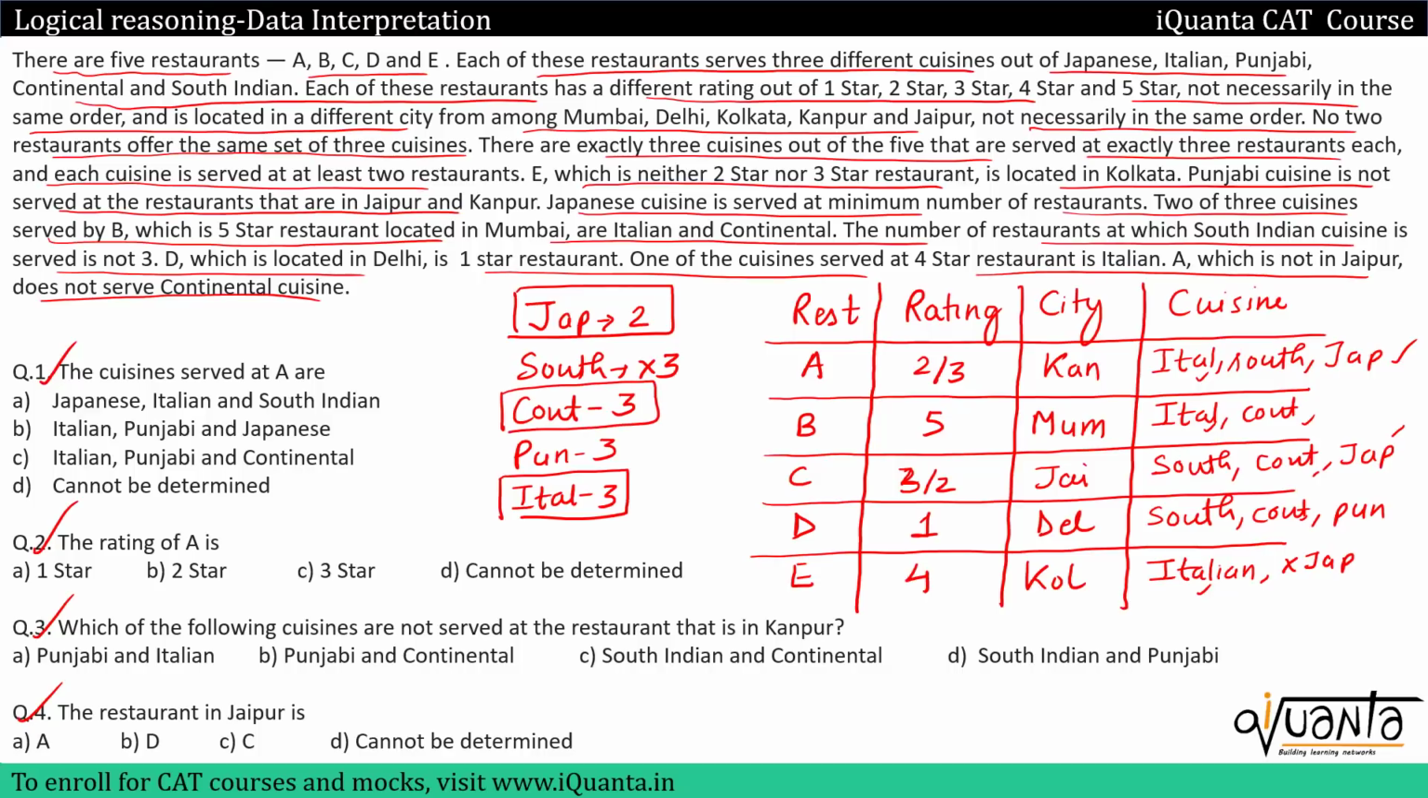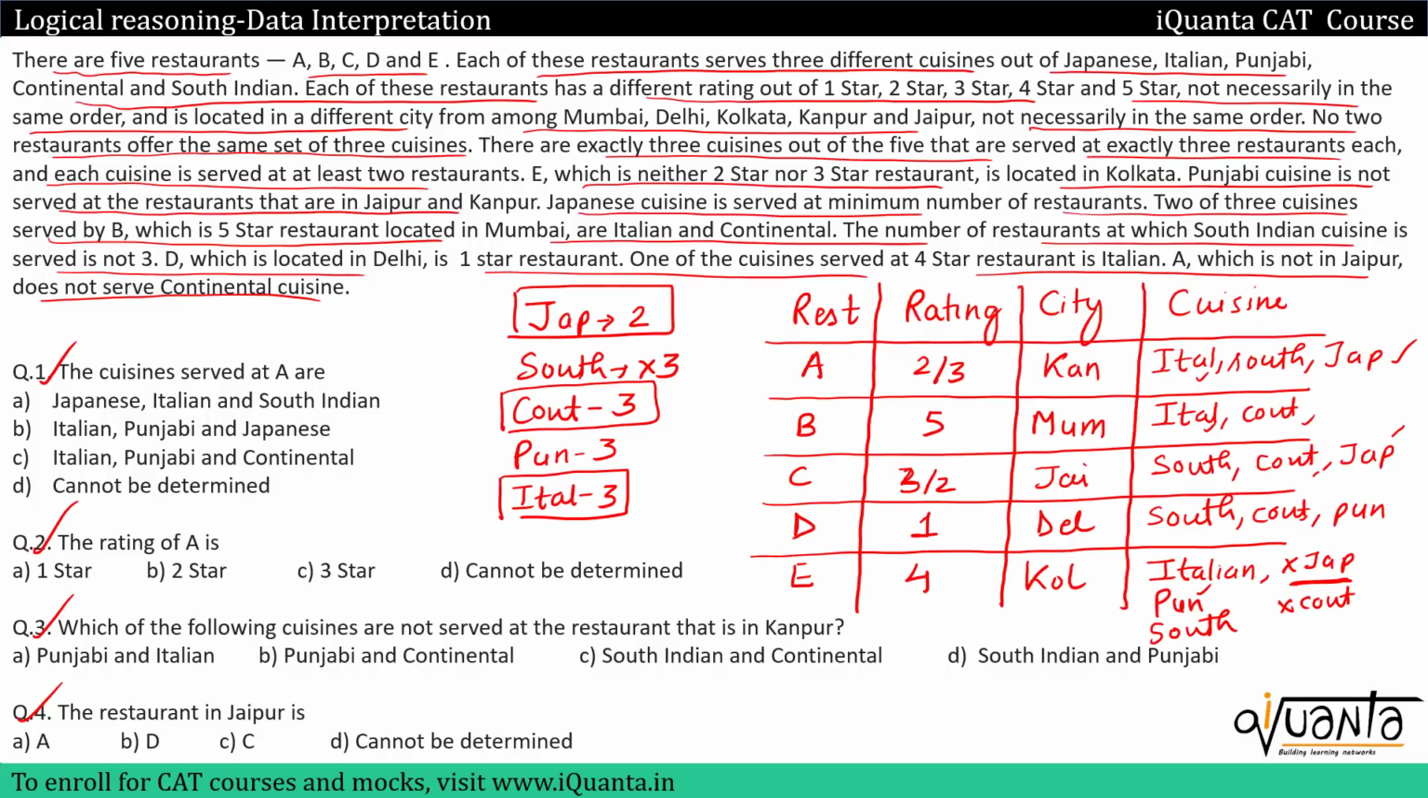Okay. So now if I come to restaurant E, we cannot assign Japanese to it. We cannot assign Continental to it. So 2 cuisines have been excluded from E. That means other remaining will be included. So Italian has been included. We will have to include Punjabi and we will have to include South Indian over here. Okay.